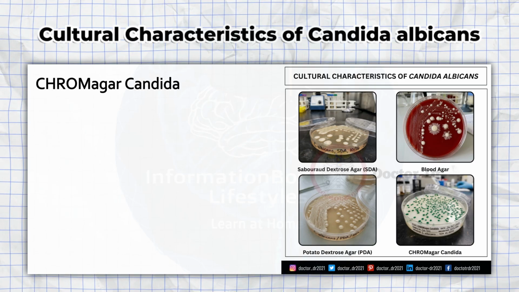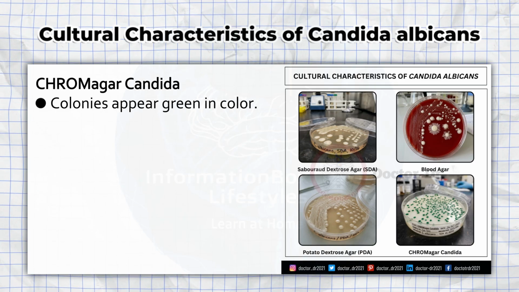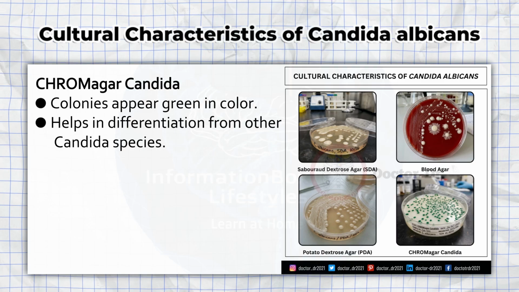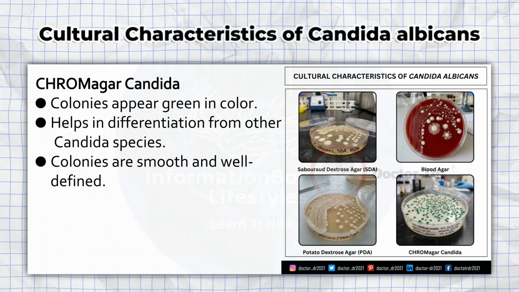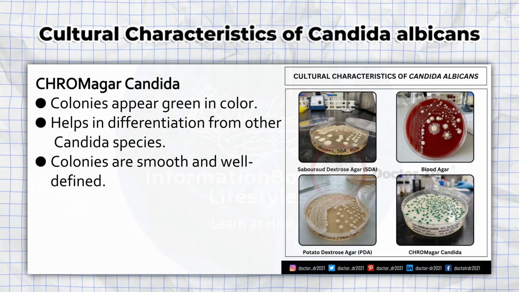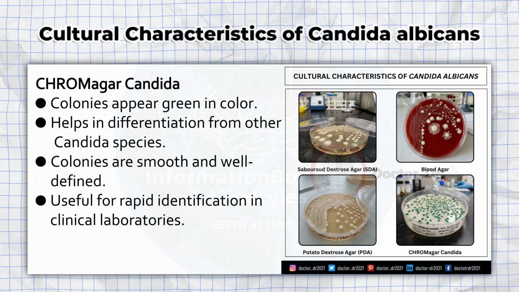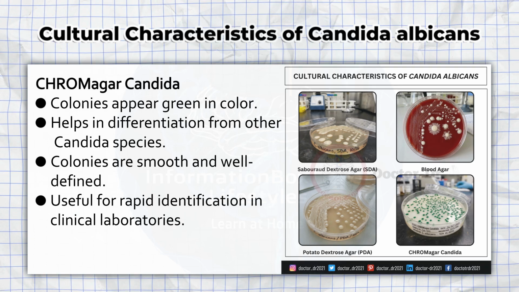Chromagar candida. Colonies appear green in color. Helps in differentiation from other Candida species. Colonies are smooth and well-defined, useful for rapid identification in clinical laboratories.